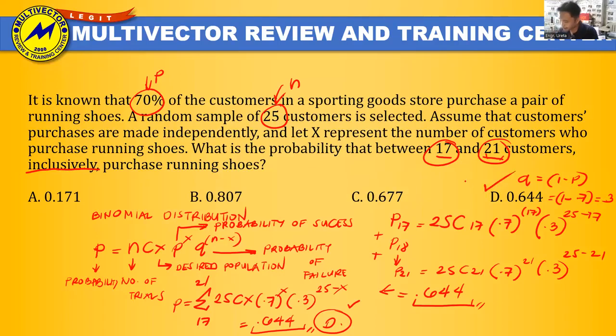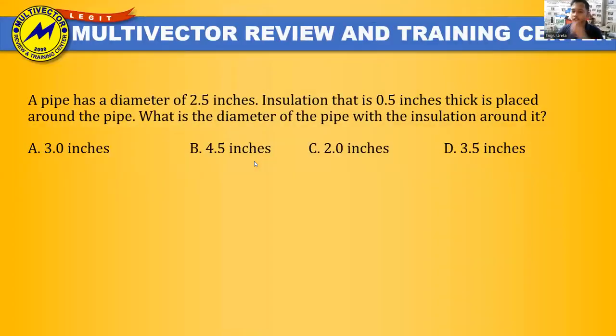Okay, so next is problem number 74. Problem number 74, a pipe has a diameter of 2.5 inches. Insulation that is 0.5 inches thick is placed around the pipe. Okay, so what is the diameter of the pipe if the insulation is around it? So from the original diameter ng pipe, ito yon, which is just equal to 2.5. Okay? So sinabi may insulation daw, 0.5 inch yung thickness.